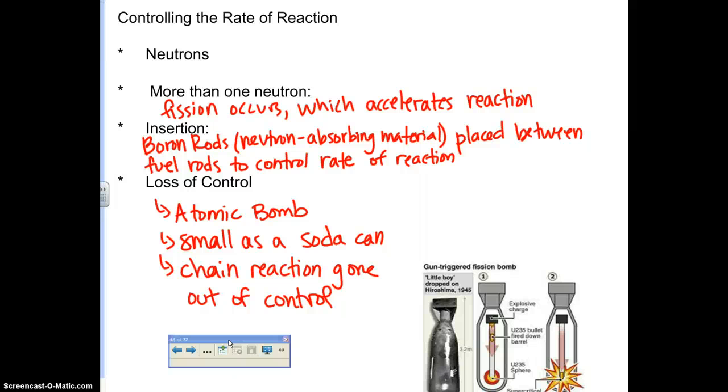Well, what if something goes wrong? It's kind of like an atomic bomb dropping. And this loss of control could be something as small as a soda can. Therefore, that means that a chain reaction, fission, will just go out of control.